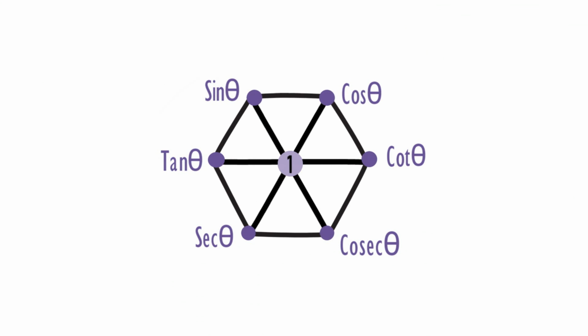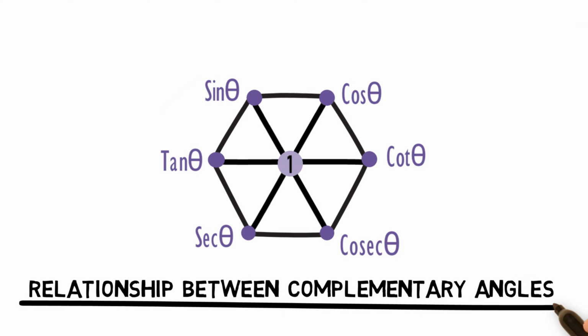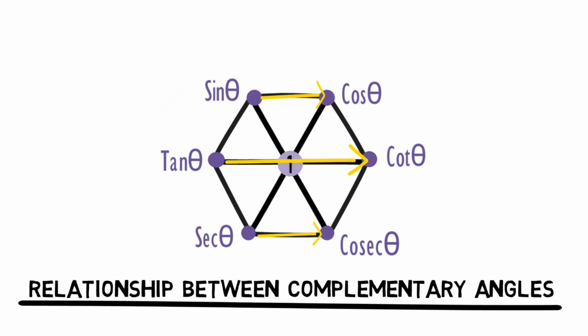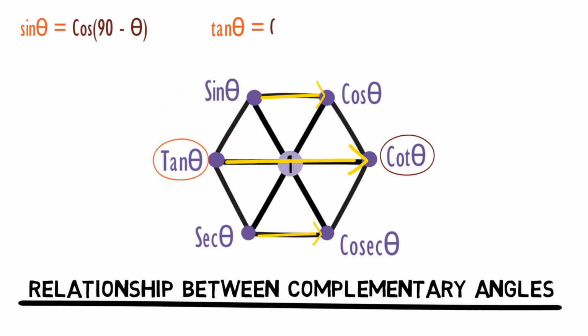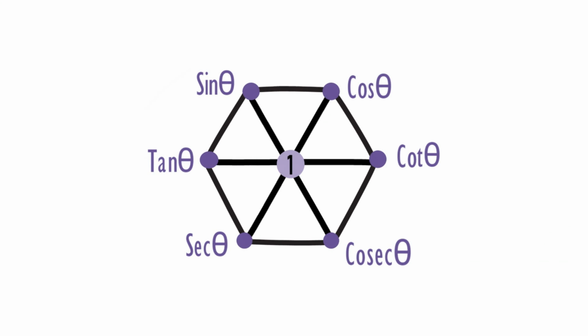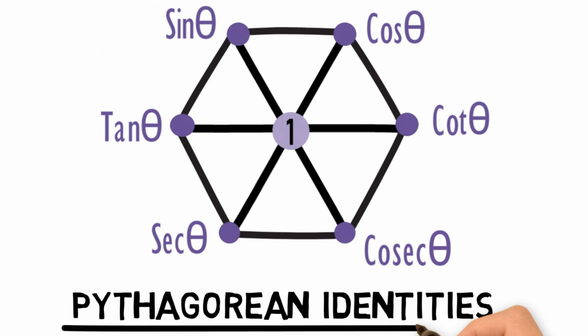We can even use the superhexagon to find out the relationship between complementary angles. If we draw parallel lines like this, we get the complementary identities as follows. Sin theta equals cos 90 minus theta, tan theta equals cot 90 minus theta, sec theta equals cosec 90 minus theta. The last set of identities that the superhexagon can help you with are the Pythagorean identities.